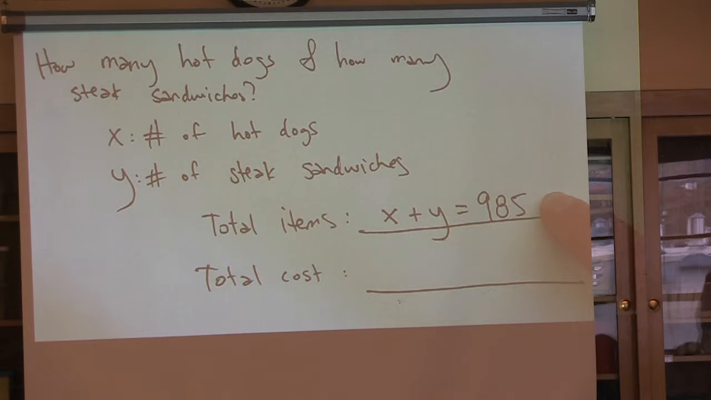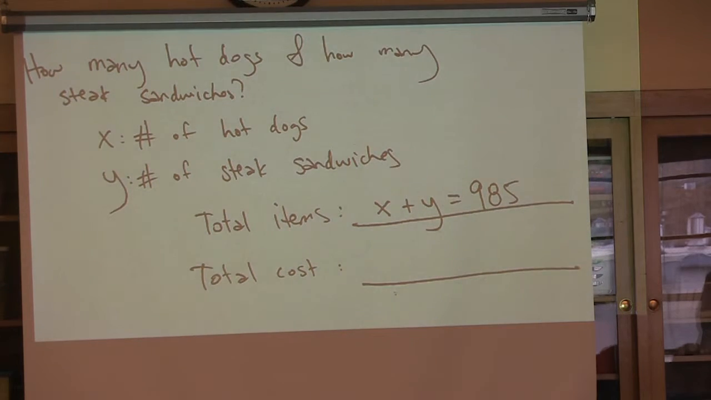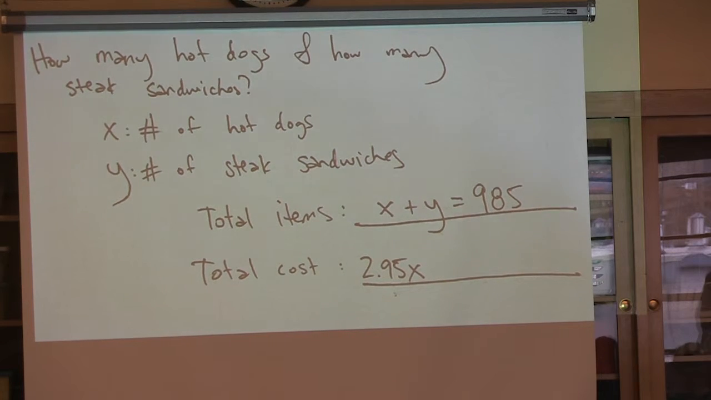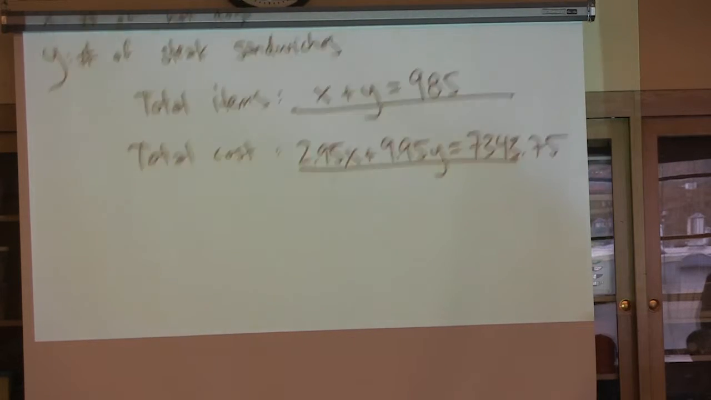Okay. The next equation is about cost. It says on there how much per hot dog, how much per steak sandwich, and it says his total. How much was a hot dog? $2.95. So 2.95 X per hot dog. Plus, how much for a steak sandwich? 9.95. So what should I write? Y? Yes, thank you. And how much did he make? 7375. The last number. Like that? Thank you. Okay. These are the two equations.